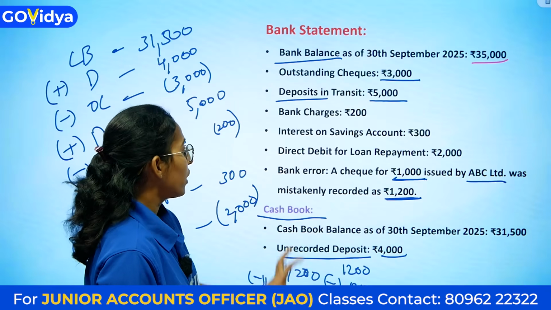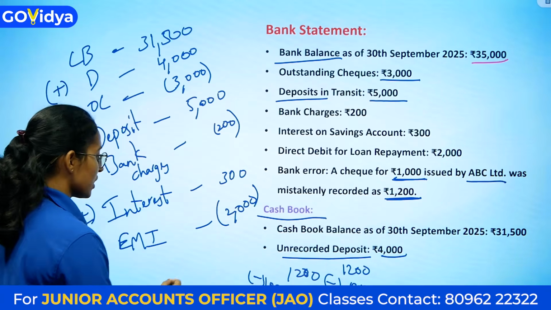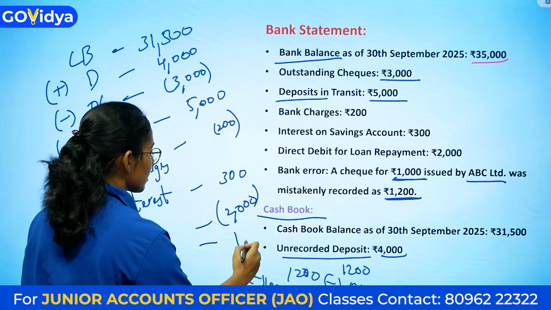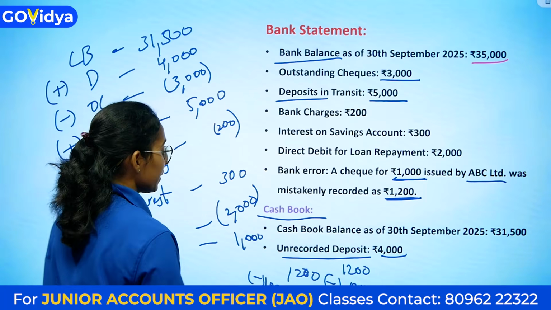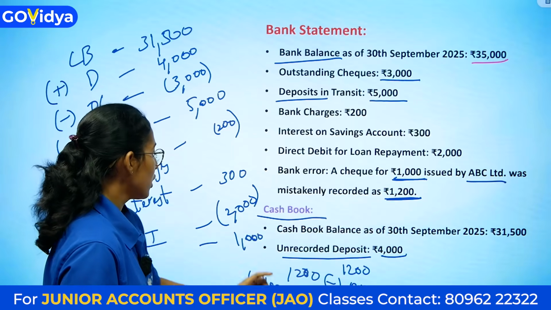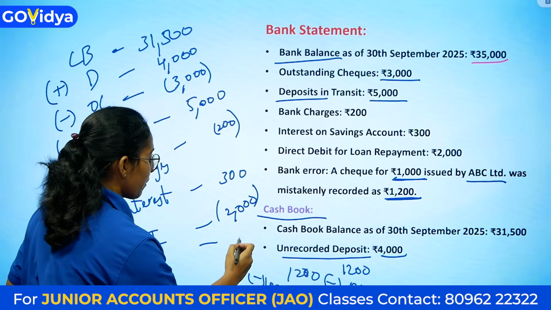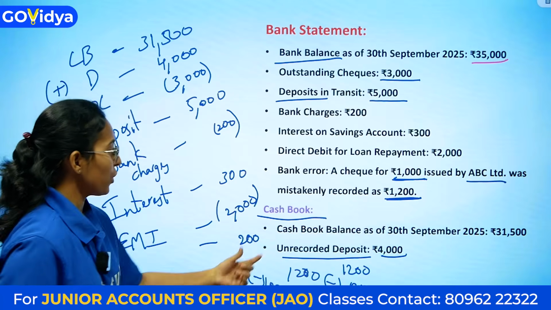So a check was issued for 1,000. That means how much do we actually have to minus? 1,000 rupees. But how much did we record? We recorded 1,200. So only the difference amount got deducted more. 200 I am going to add here. Hope you got this point.